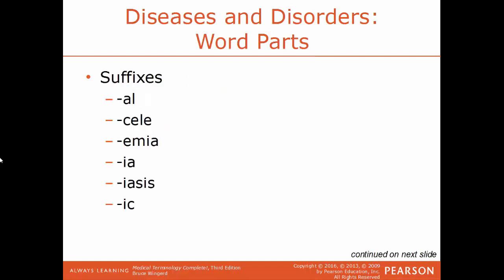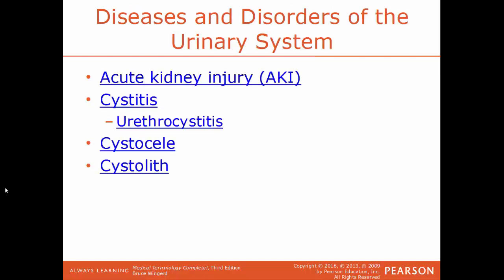Some common suffixes that you'll see. Al means pertaining to. Cele means a hernia. Emia means of the blood. Ia means condition. And iasis is an abnormal condition. Ic means pertaining to. Itis, the inflammation of. Megaly, the abnormal enlargement. Oma is a reference to a tumor. Osis means an abnormal condition. And pathy is a reference to a disease. Ptosis means a drooping or a sagging. Sis means the state of or a condition. And uresis means urination.